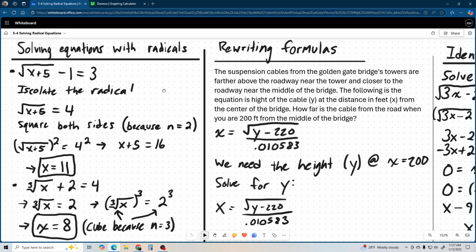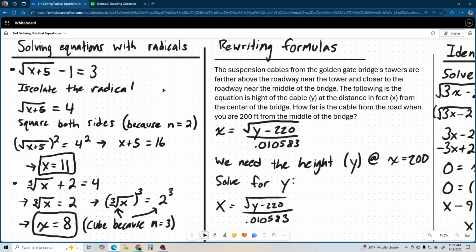Okay, so solving equations with radicals. Let's start off with a pretty simple one here. So we have the square root of x plus 5, minus 1, equals 3. So the first thing we're going to do is isolate the radical, right?